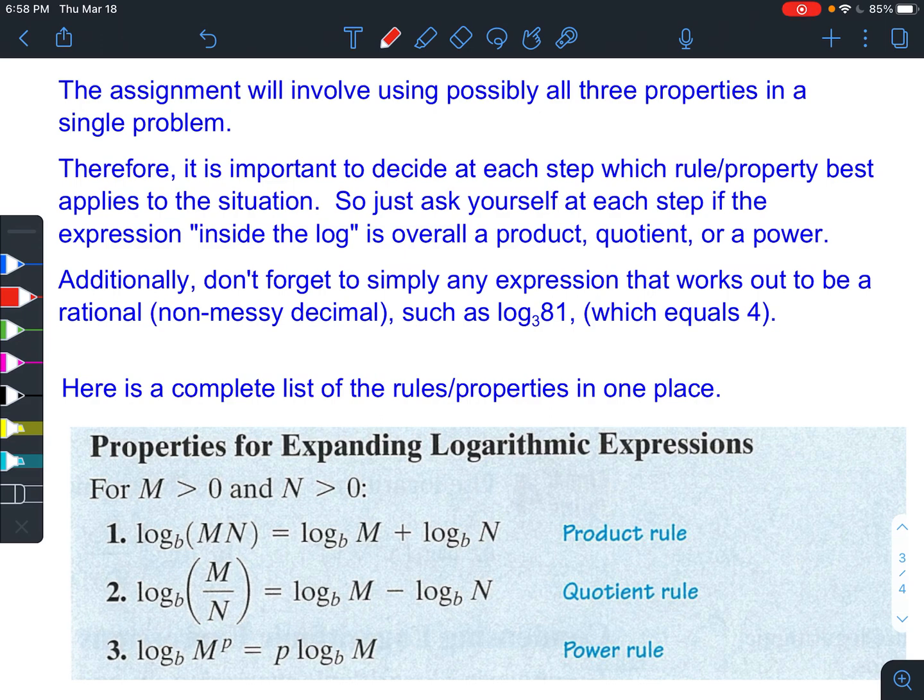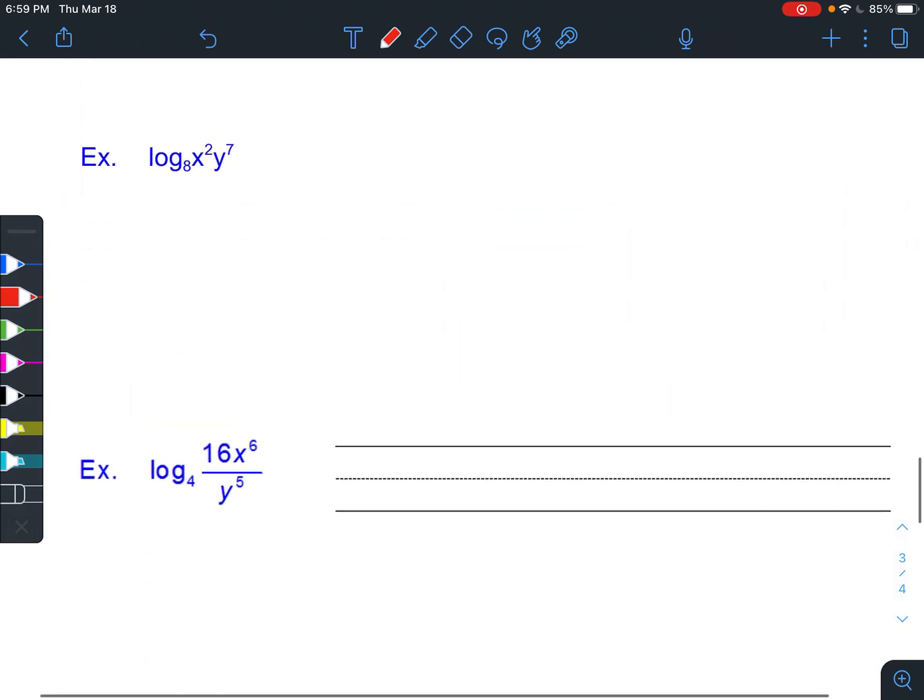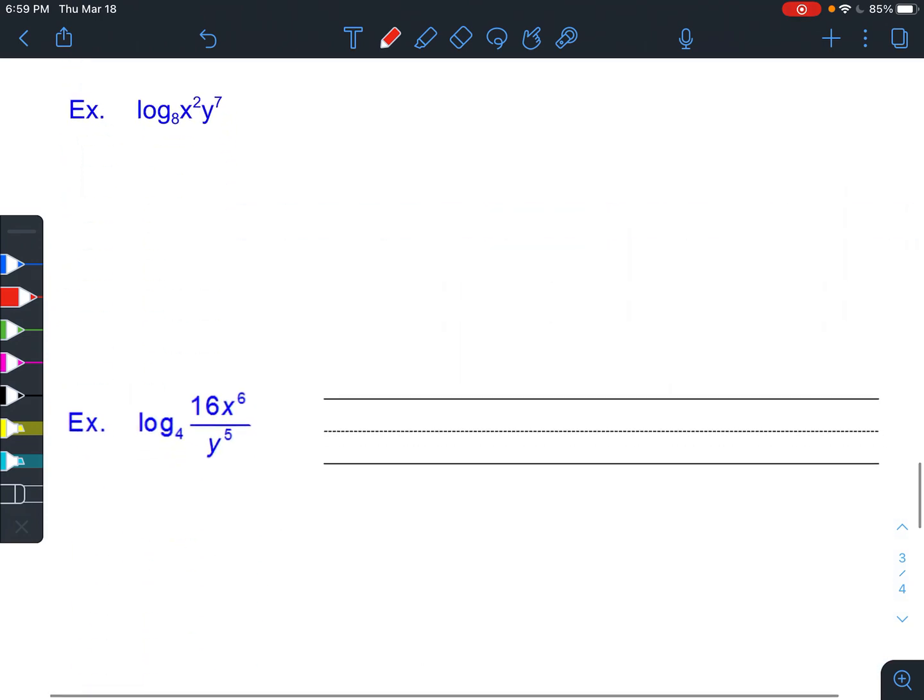So the first one is that product rule. A product inside a log becomes a sum of 2 logs. A quotient, rule number 2, becomes a subtraction of 2 logs. And then the third one is that power rule, where you can rip an exponent off and kind of stick it in front as a coefficient. All right, so here's what your assignment's going to look like, give or take a little bit.